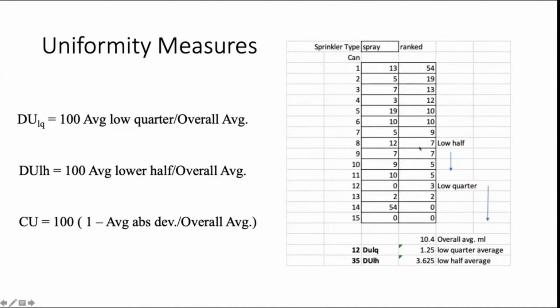We rank them here. You can see in the spreadsheet I ranked them here. This low half divided by the overall average is going to be a higher number than that. CU is based on the average absolute deviation from the mean, and that normally is pretty close to the DU low half. You can actually get a CU negative because if the absolute average deviation is greater than the overall average, you'll get a negative number. And I've done that before in a wastewater irrigation application where the sprinkler stopped rotating and it put a bunch in some cans and not very much in other cans.